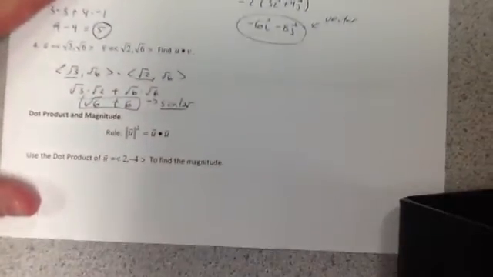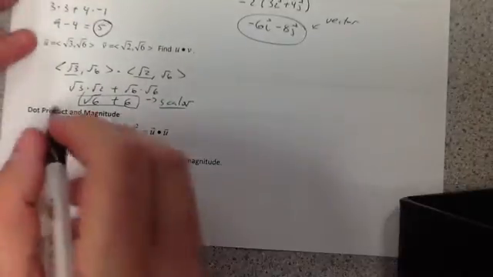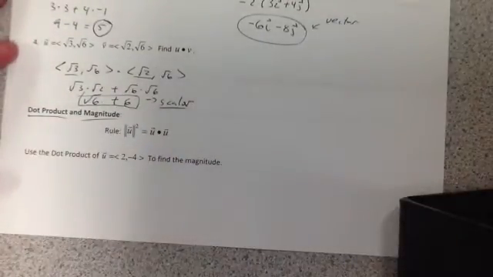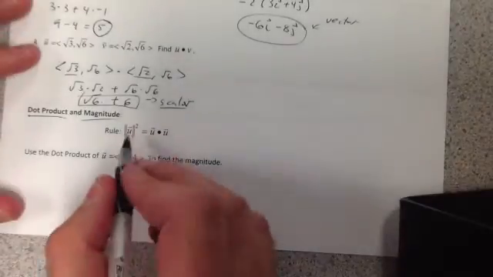All right. Now, one of the most useless rules in all of mathematics is that the dot product can give us the magnitude. Because if you kind of think about it, we dot it with itself.